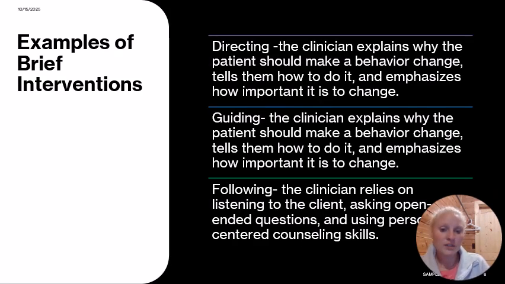Examples of brief intervention. So there are three different types of examples of brief intervention. Directing, the clinician explains why the patient should make the behavior change. This tells them how to do it and emphasizes how important it is to change. Guiding, the clinician explains why the patient should make a behavior change, tells them how to do it, and emphasizes how important it is to change. Following, the clinician relies on listening to the client, asking open-ended questions, and using person-centered counseling skills.